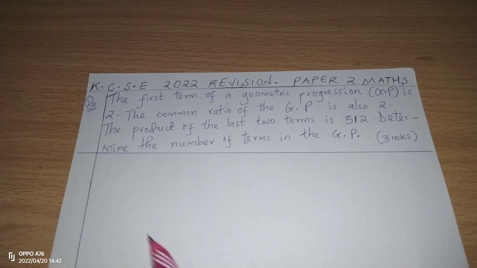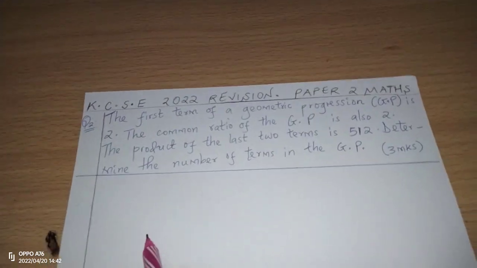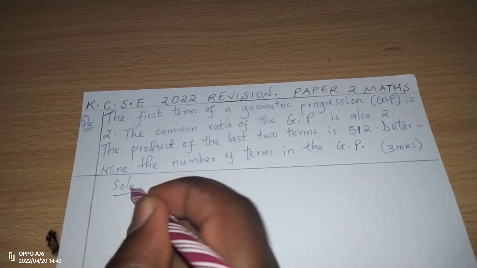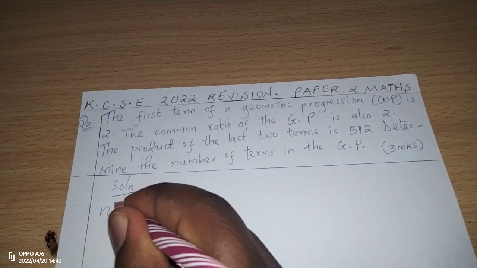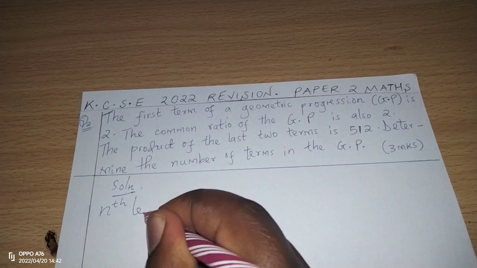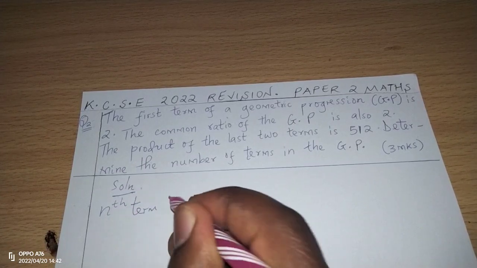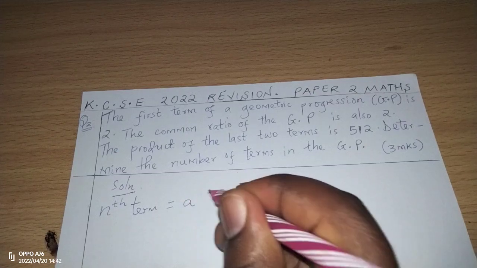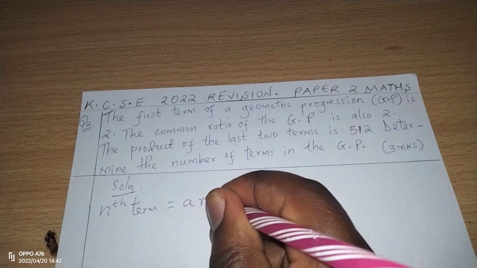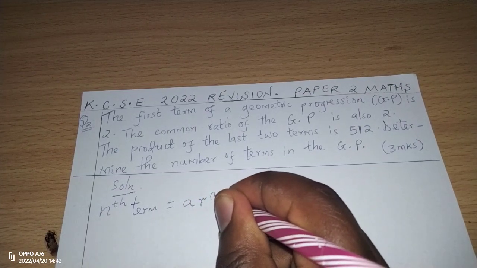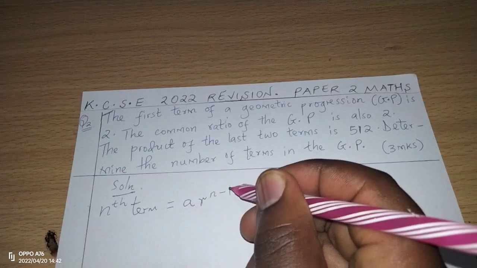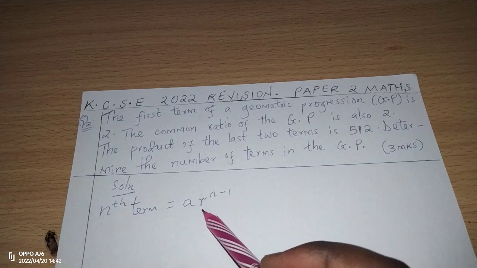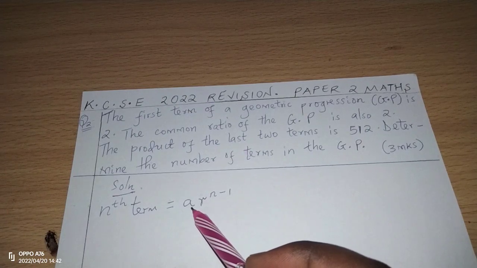Let us look at how to solve this question. Remember, the nth term in a geometric progression is given by the first term multiplied by the common ratio raised to n minus 1, where n is the number of terms, r the common ratio, and a the first term.